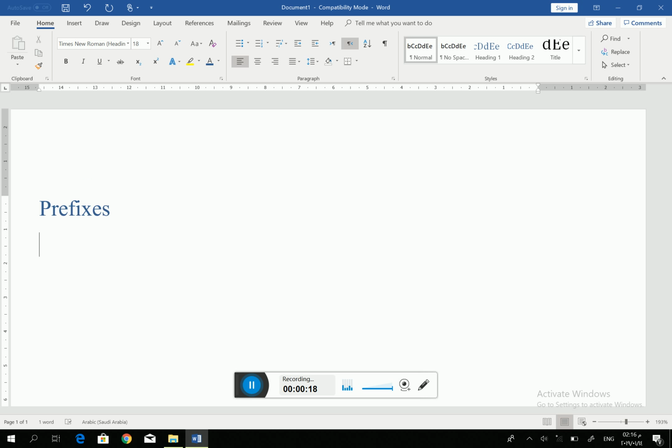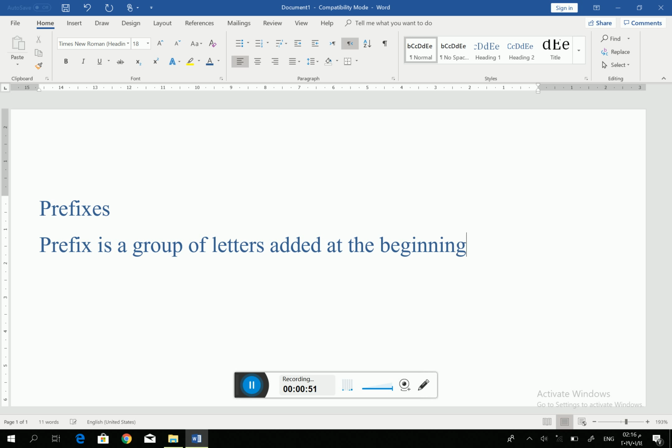What are prefixes? You have to understand the definition of a prefix to understand what we are going to talk about. What is a prefix? A prefix is a group of letters added at the beginning of the word, be careful, at the beginning of the word, to change its meaning.